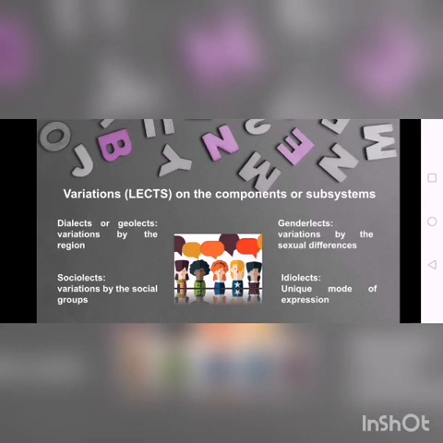Then we have the social lect, that are the variations according to the social groups. Also, we have gender lect, that are the variations by the sexual differences. And the idiolect, which is the unique mode of expression of each individual. So you, me, the professor, all of us have a different and unique mode of expression, right?